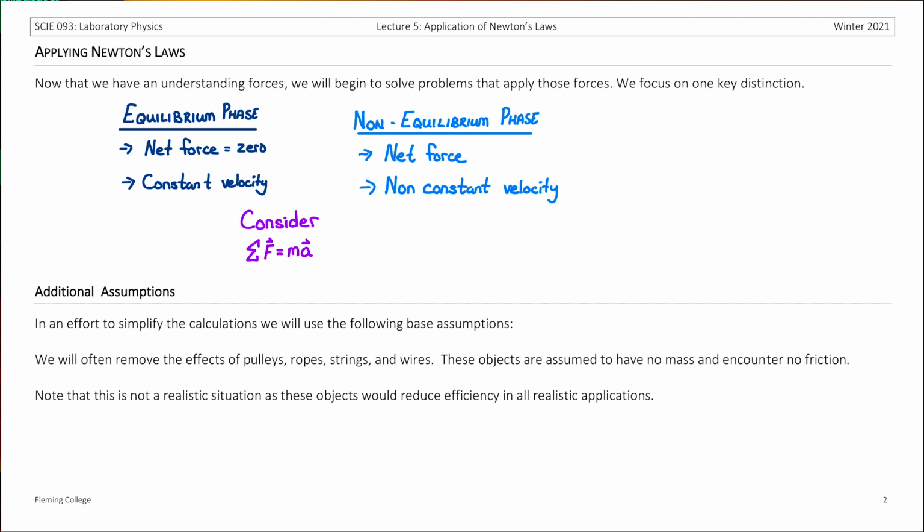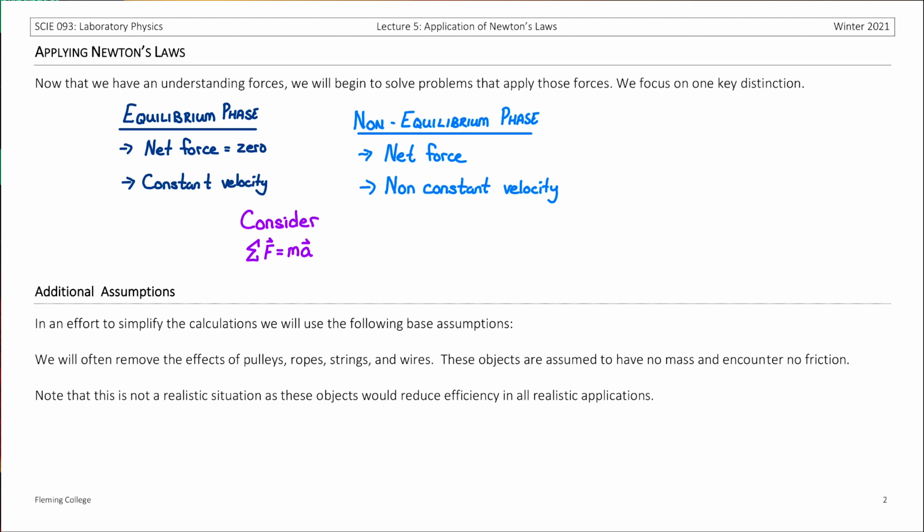Note that we have a quantity we're interested in and an unknown quantity, so we will need a second equation. At this point, we'll switch over to our consideration of forces. So we begin by using Newton's second law. We want this acceleration value so that we can substitute it into our motion equation.